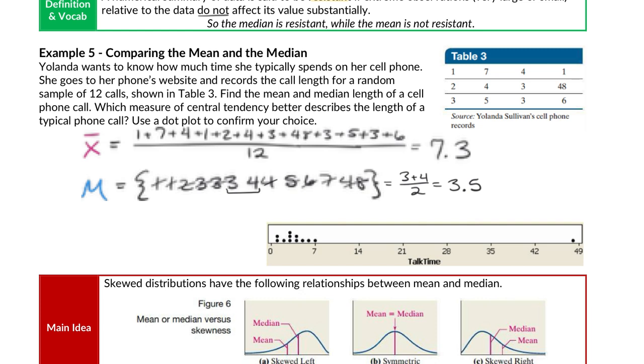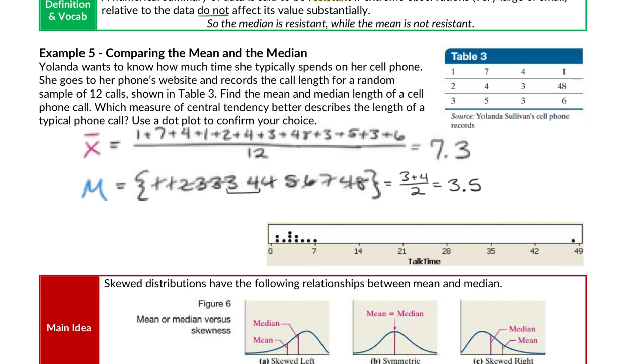So question, we have X bar, that's our average phone call, and we have our median phone call. But let's think about the actual number of calls she made. You have this extremely long phone call, probably to her mom, that took 48 minutes. Is that pretty typical? Look at this dot plot. All of the data is down here, and then you have this one guy over here.